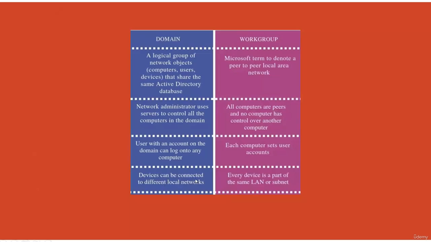Devices can be connected to different local networks. There are two concepts in the server: one is the main server, the first server installed in the forest, and the second server is called a child. Let's say your machine is part of a child domain controller. You would still be able to use the same ID and log in to any machine connected to the child domain controller. We will understand this when we first create an Active Directory, and then you will come to know how it really works.